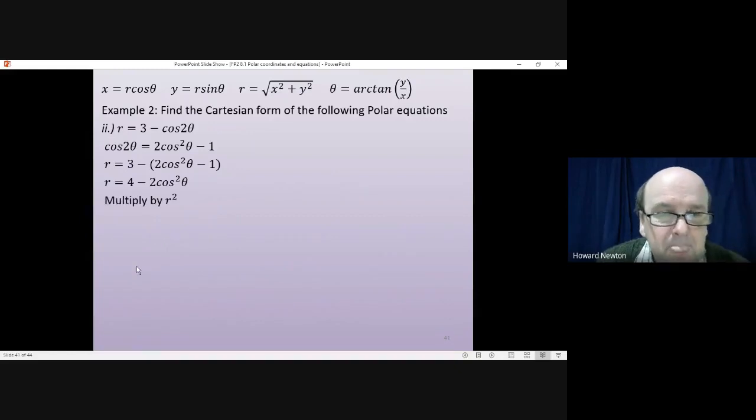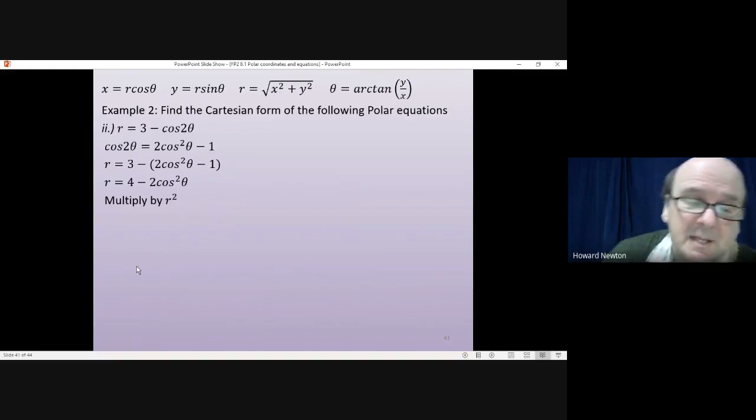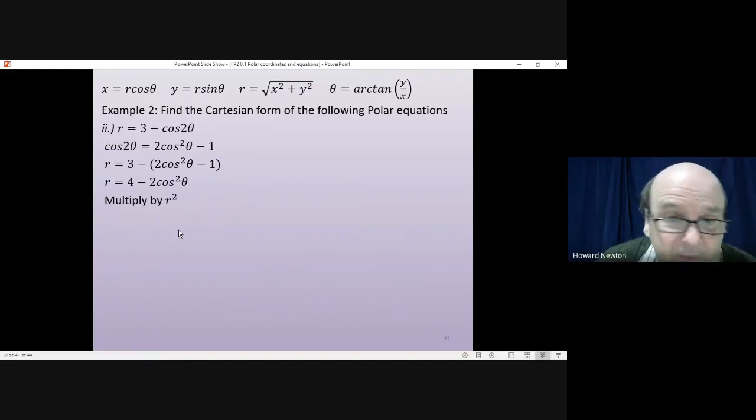Now this next step is not intuitively obvious, but the easiest thing to do at this point is to multiply by r squared. The reason for that will only really become clear after we've done it. But if we multiply by r squared, we've got r cubed here on the left-hand side, 4r squared there, and then minus 2r squared cos squared theta. Why have we done that?